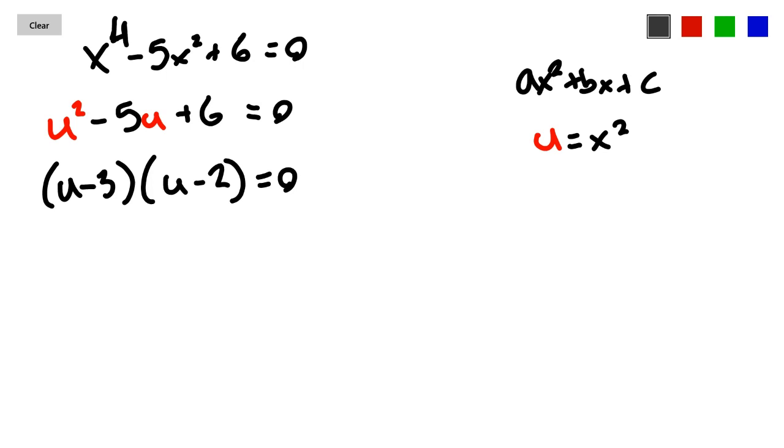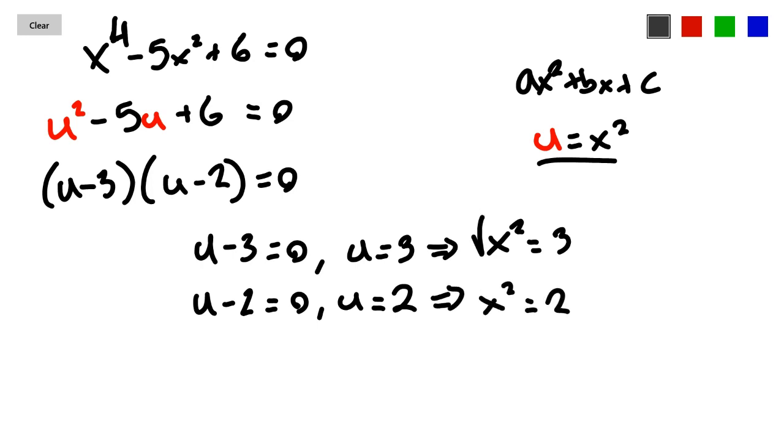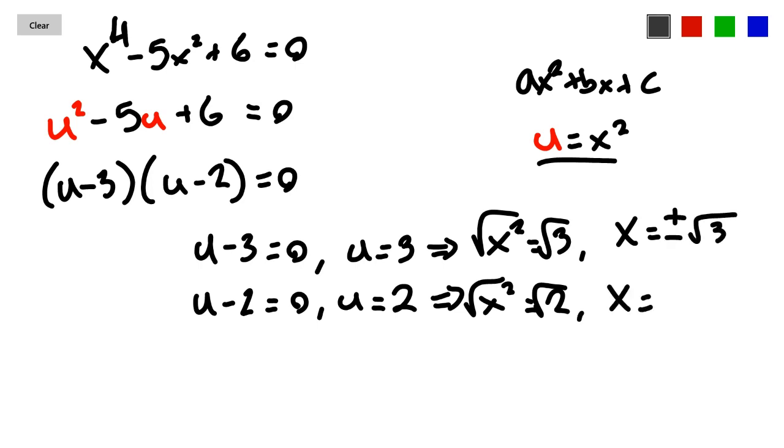And so you solve it regularly. So I have u minus 3 is equal to 0, and I have u minus 2 is equal to 0. So I get u is equal to 3 and u is equal to 2. But we're not done yet, because we have to make the substitution back. So this really means that x squared is equal to 3, and it means that x squared is equal to 2. And so to solve this, you just take the square root of both sides of each equation. You have x is equal to the positive and negative square root of 3, and x is equal to plus or minus square root of 2.